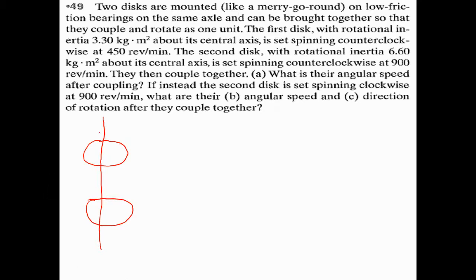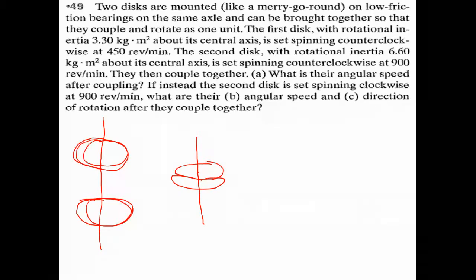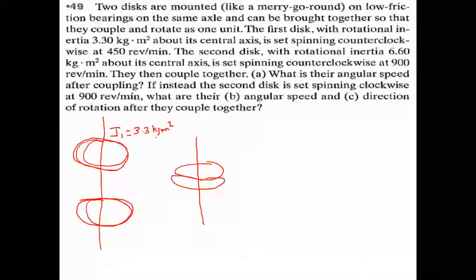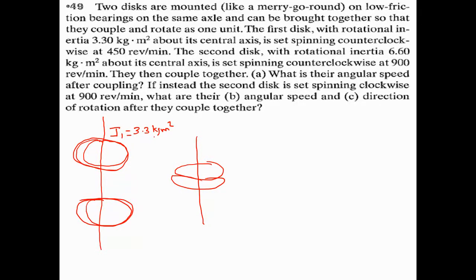They are rotating. One disc is rotating like this, and here another disc is rotating. After some time what will happen? Both discs join together. Clear? Moment of inertia for the first disc is given. What is the value of moment of inertia for the first disc? 3.3 kilogram meter square.